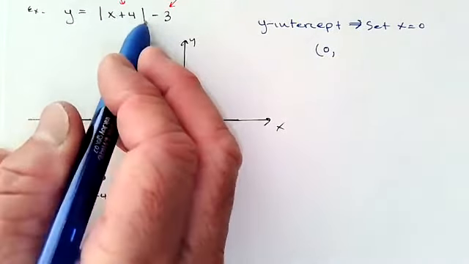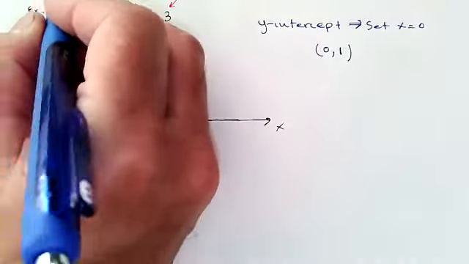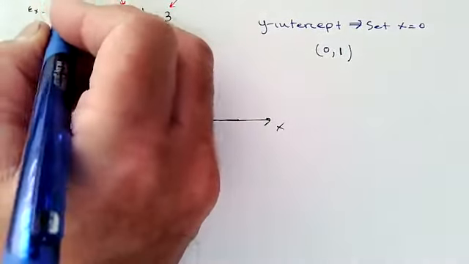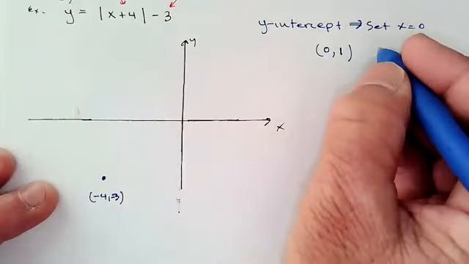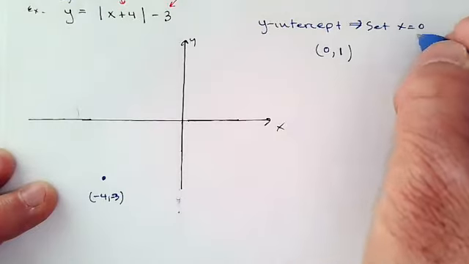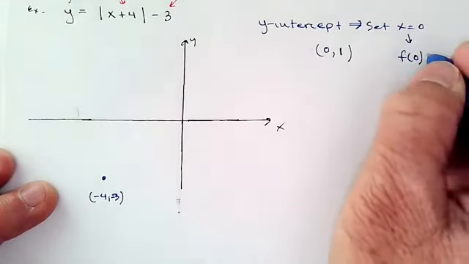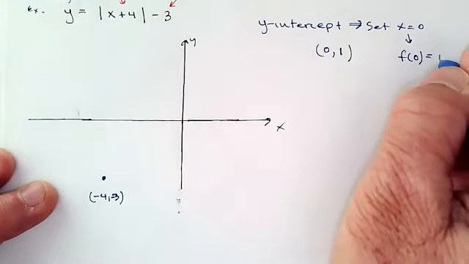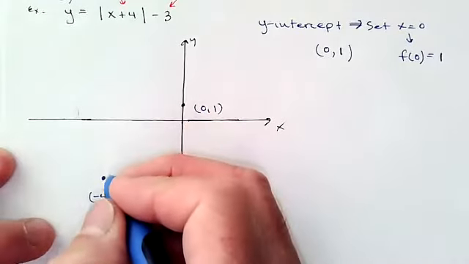X is 0, the absolute value of 4 is 4, minus 3 gives me 1. The other way you could do it is, you know how oftentimes y can also be called f of x. So the other way to explain how to find the intercept is you're really finding f of 0. You're finding the value of the function when x is 0, which is going to give you 1. So this point is 0, 1.